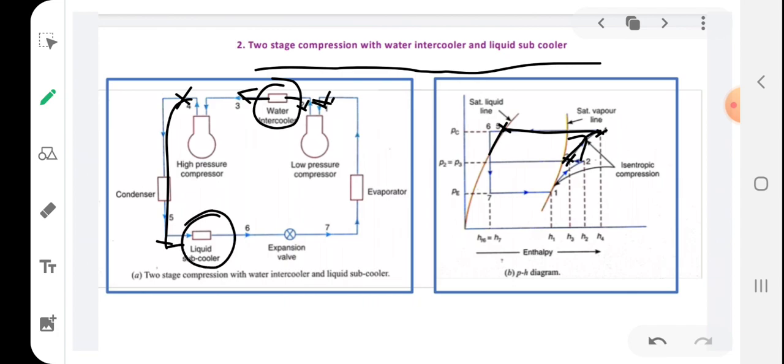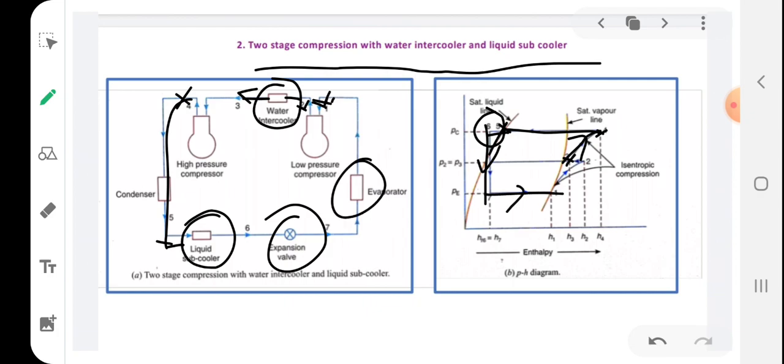After 5 you can see a liquid subcooler is used. So the process 5 to 6 is nothing but the high pressure, high temperature saturated liquid effluent being passed through a liquid subcooler, so that the temperature is again reduced to a certain extent, and after that, 6 to 7, it is passed through the expansion valve, so that expansion takes place.